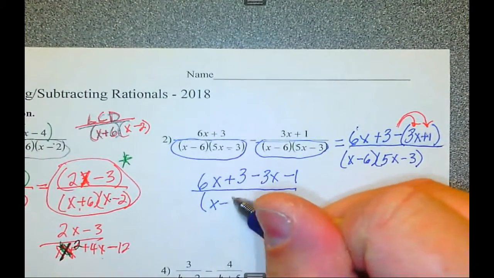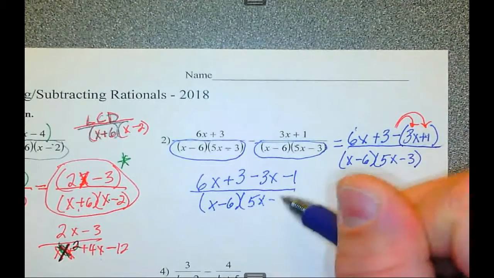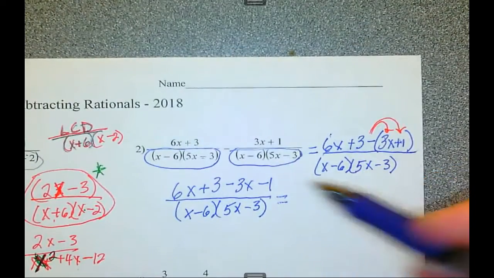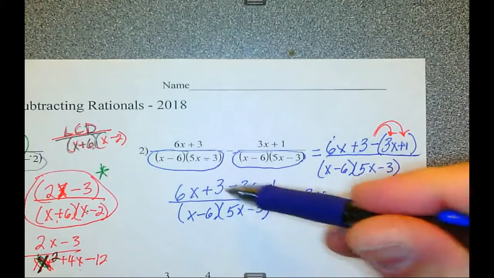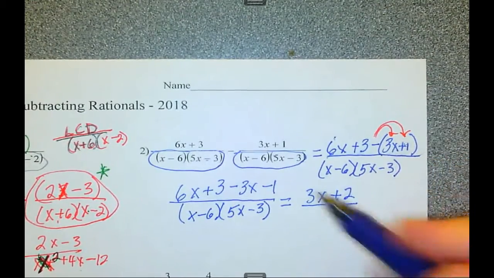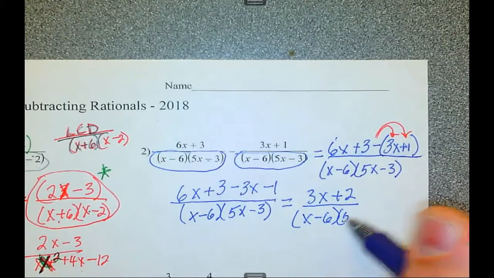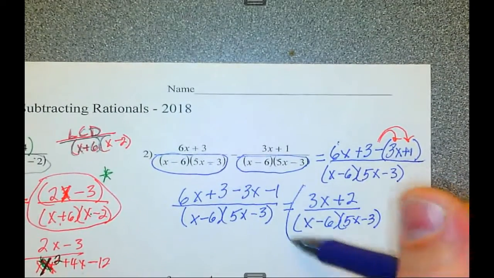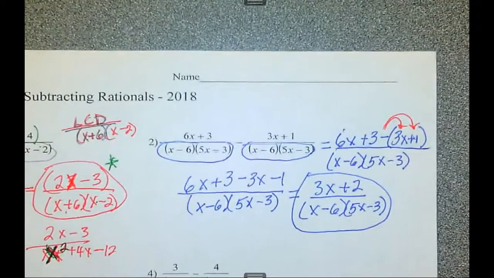Okay, I have x minus 6, 5x minus 3. Combine like terms. 6x minus 3x is 3x. 3 minus 1 is positive 2. And that's my answer.